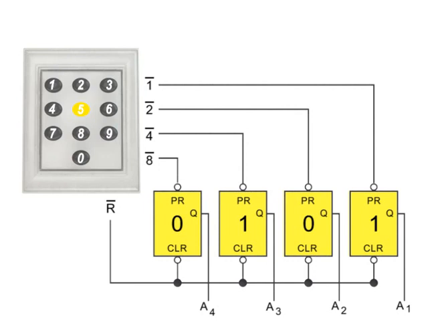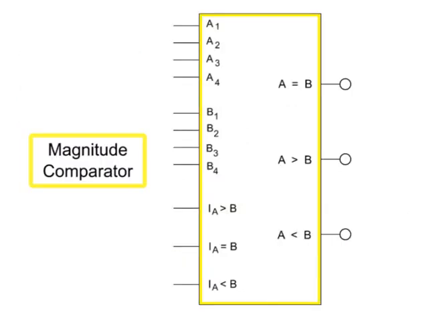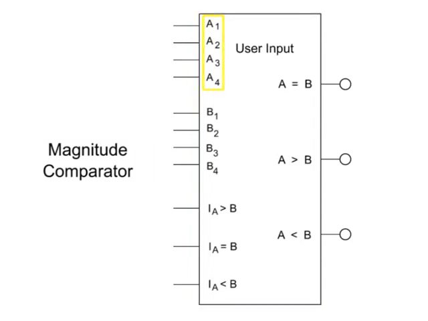After the desired position is received, the magnitude comparator compares the 4-bit input A from the user input to the 4-bit input B of the encoder feedback. If A is larger than B, the A is greater than B output is activated. If B is larger than A, the A is less than B output is activated. If A is equal to B, the A is equal to B output is activated.